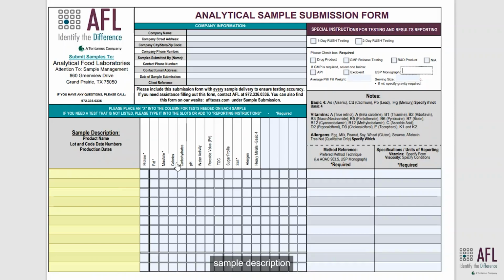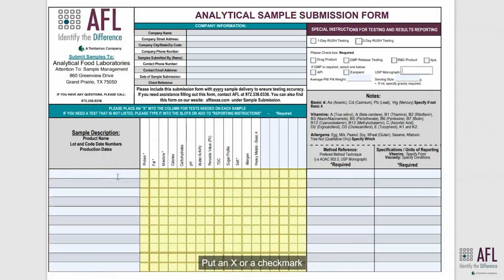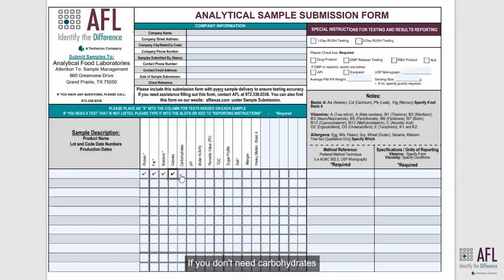Here you put your sample description, whether it's product number A, B, C, D, E, F, G, lot number 1, 2, 3. Put an X or a check mark on the test that you need checked. If you don't need carbohydrates, leave that box unchecked, but if you do need TOC, then you would check that box. Again, if you need to take them off.